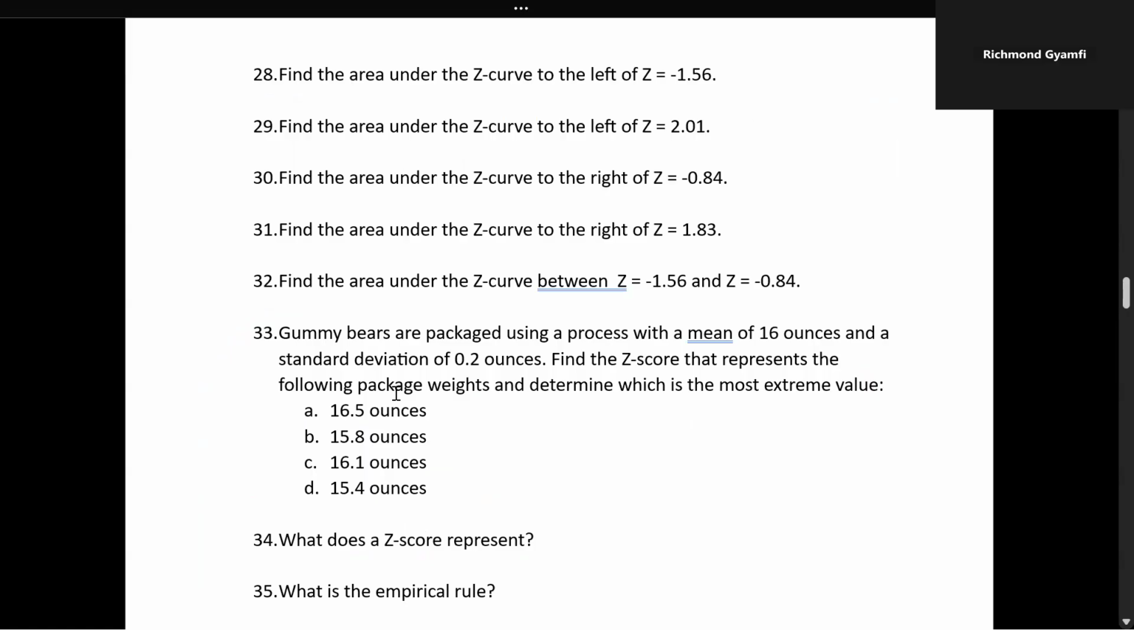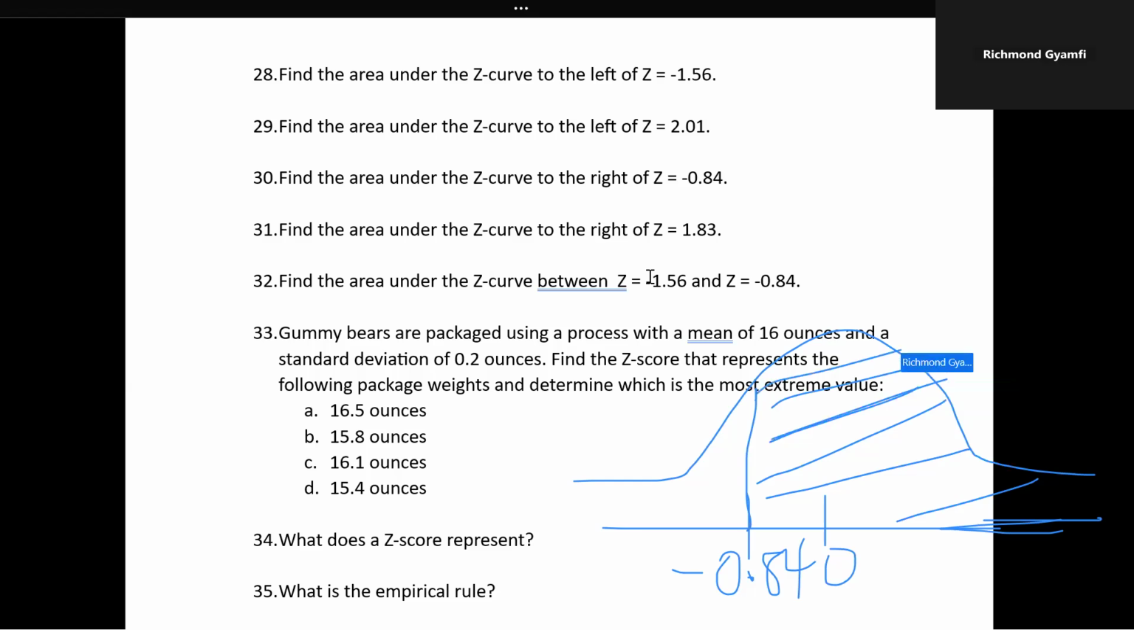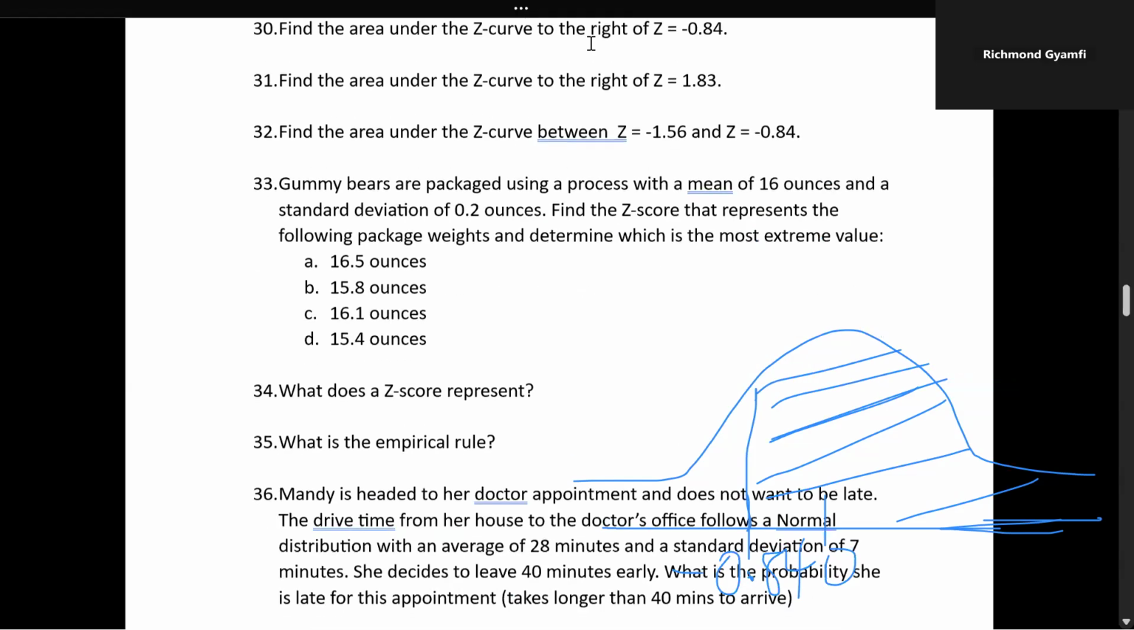The next one is, oh yeah, I think I skipped one. Number 30, find the area to the right of z equals negative 0.84. So again, same thing, to the right. So you draw, and then this is 0, it's negative, so negative 0.84. It's to the right. So I'll go to the table, find the area to the left, and subtract from 1. So let's do that.